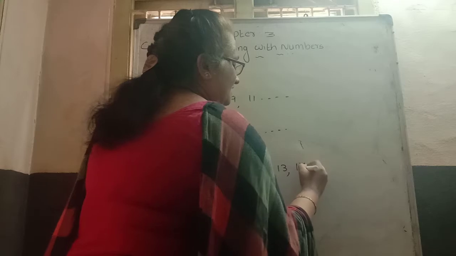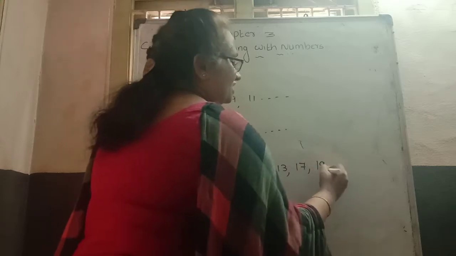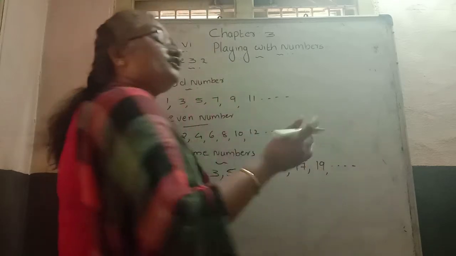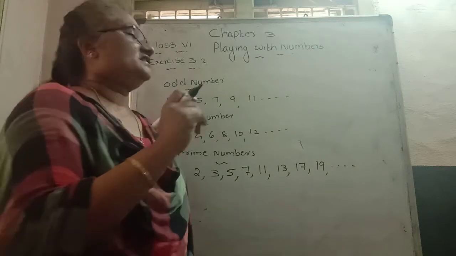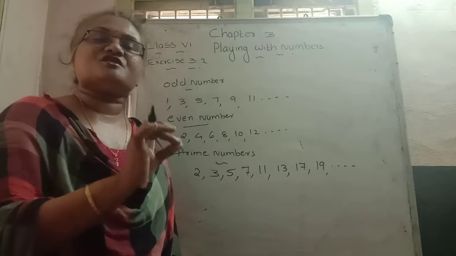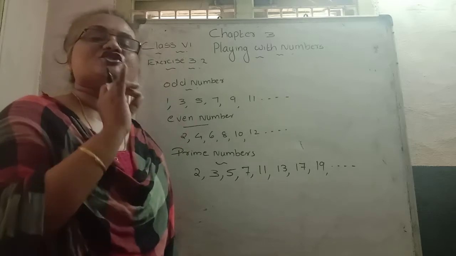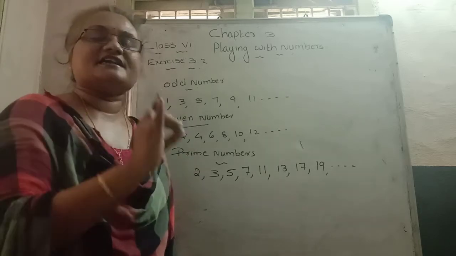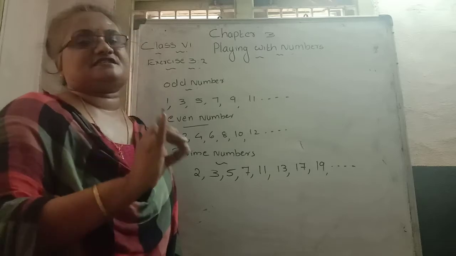The next prime numbers are 17, 19, etc. There are infinitely many prime numbers. So what can we conclude? Prime numbers are numbers having only two factors, one and the same number itself.